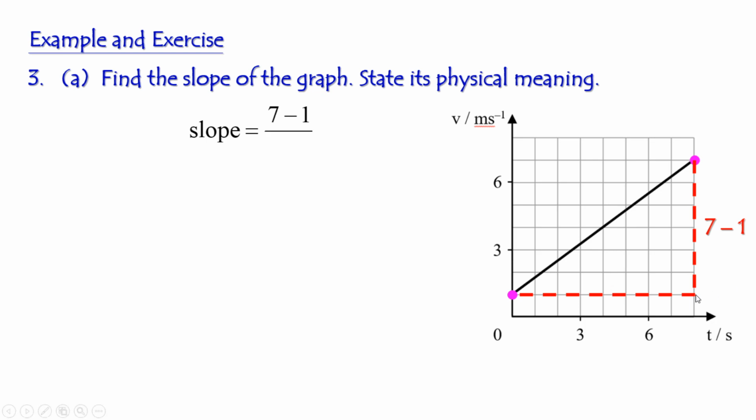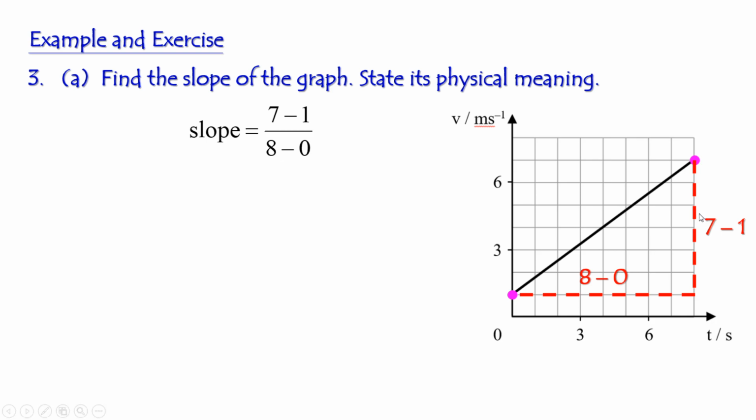And how about the base length? Okay, this one, 1, 2, 3, 4, 5, 6, and then 7, and then 8. So this value is 8, and this one is 0. So the base length should be 8 minus 0. Is it okay? So the slope of the graph is not difficult.